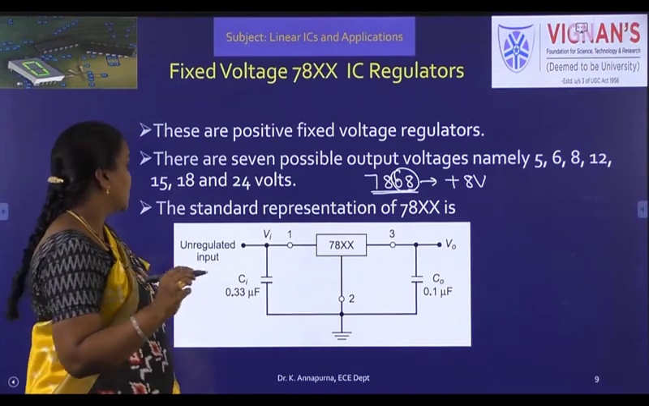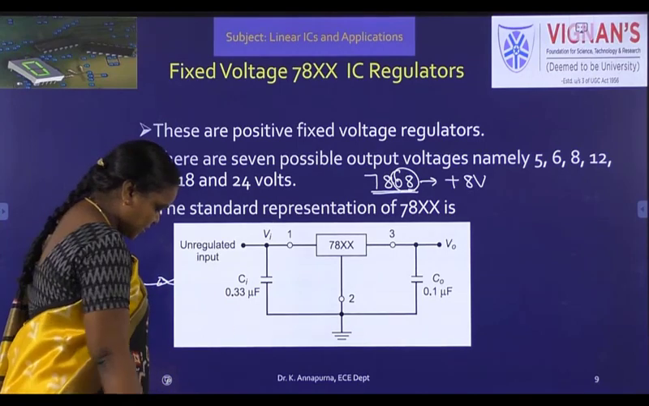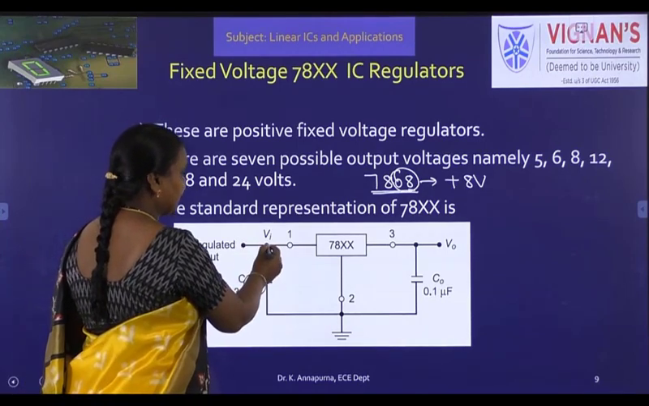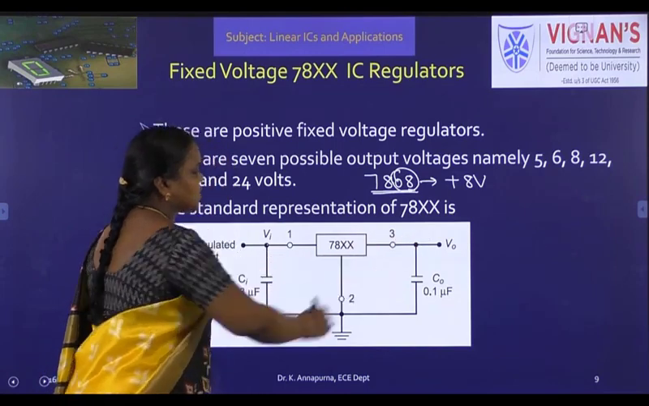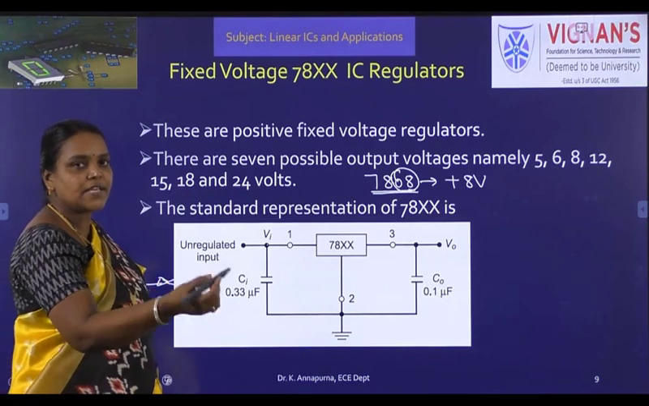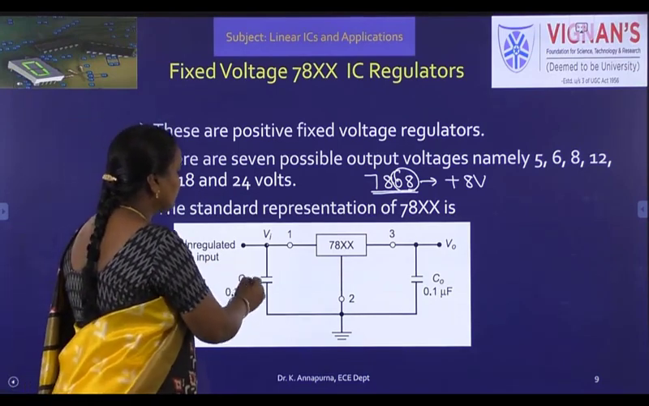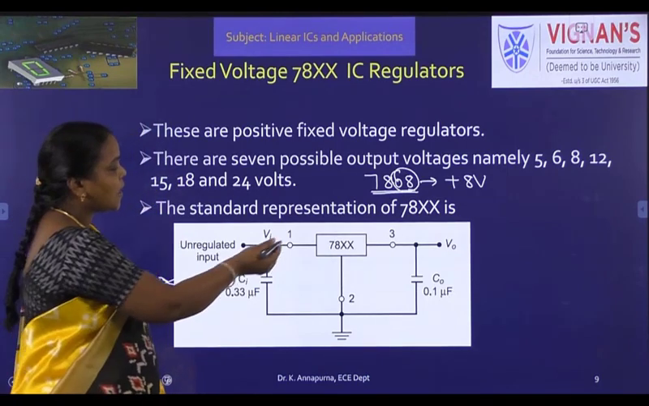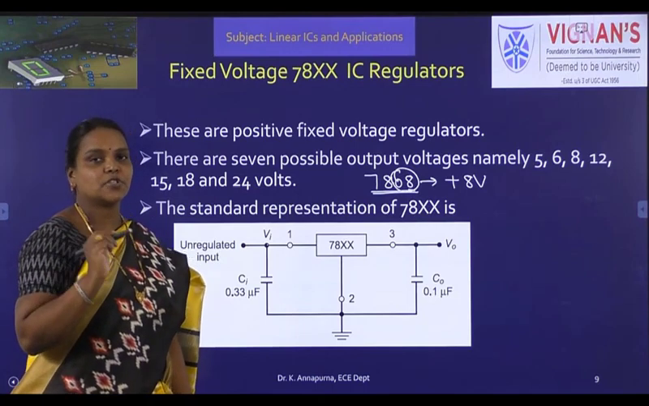Okay, and the standard representation of 78 series is like this, and here input is applied, here we are taking the output, and it has 2 capacitors. One is on the input side and the other one is on the output side. The input capacitor is used to reduce the inductive effects. Okay, and the output side capacitor is used to improve the transient response.